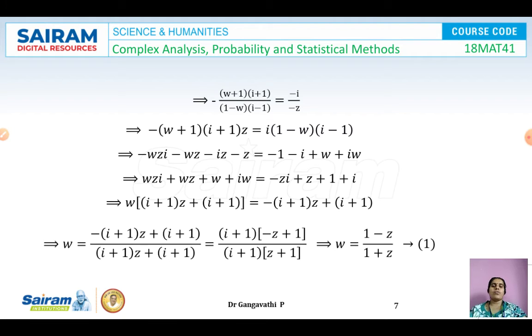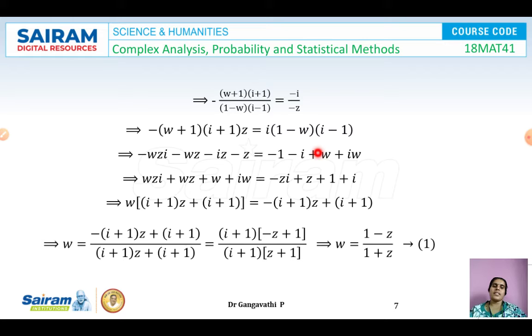So now let us go for further simplification, which is as usual. One side of the equation: w1 into w plus 1 into I plus 1 by 1 minus w into I minus 1, which is there as it is. And here we have got minus I by minus that. Minus and minus can be cancelled. So cross multiply it. This can be multiplied here and this can be multiplied to this, and then simplify further. So we'll multiply wi into z, then w into z, then I into z, and minus I into z.